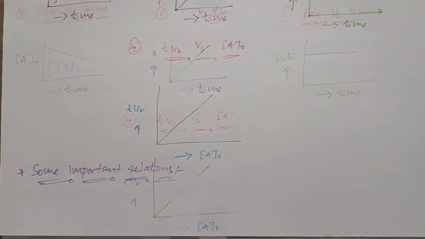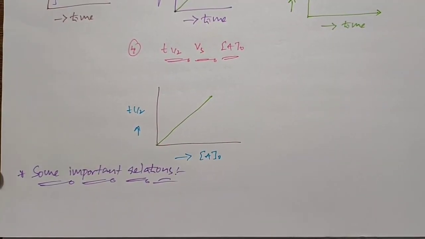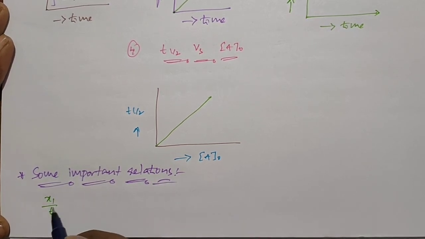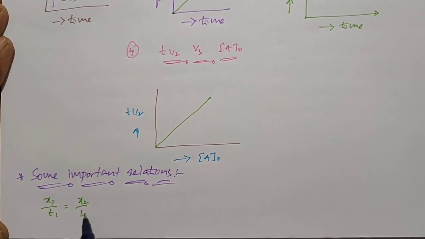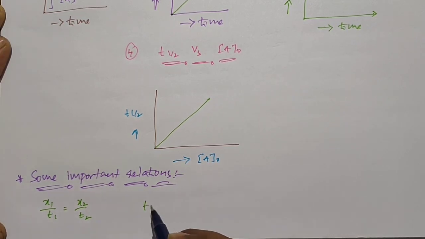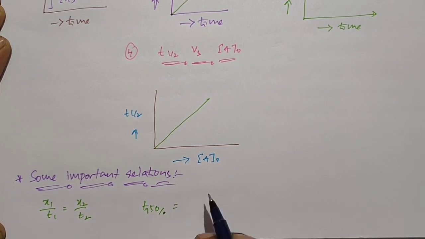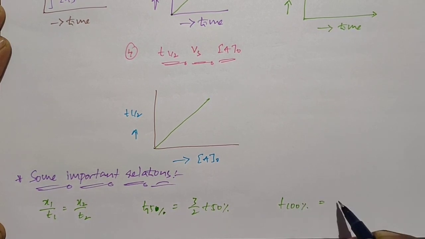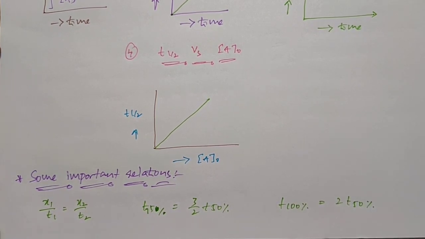With this zero order reaction, friends, here I mention some important relations based on zero order reaction. That is x1 by T1 is equal to x2 by T2. Here x means the difference between the initial concentration and the concentration at time t. And based on half-life, T 75% is equal to 3 by 2 T50, and T 100% is equal to 2 T50. These relations we use in problems based on half-life. So these are some important relations based on zero order reaction.